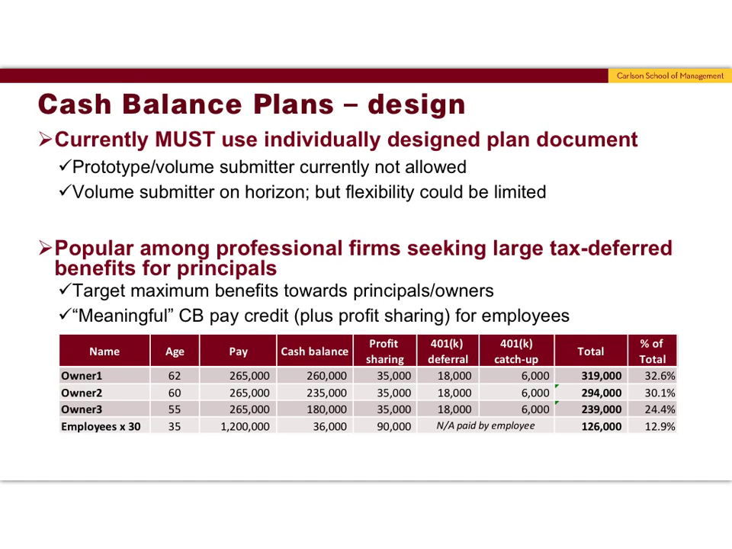In the cash balance column, we see that the owners could receive annual cash balance pay credits ranging from $180,000 up to $260,000 depending on their age. Employees would receive a 3% of pay credit.